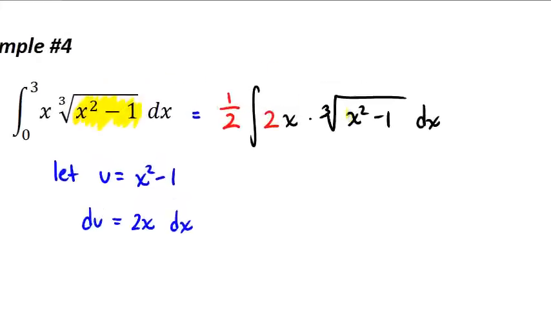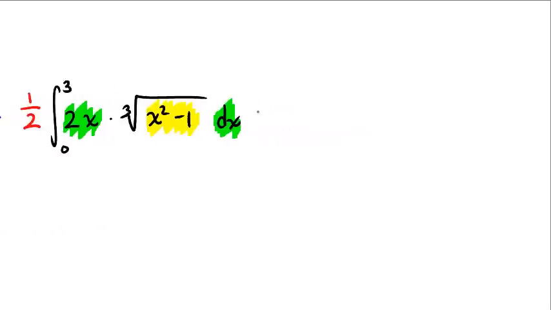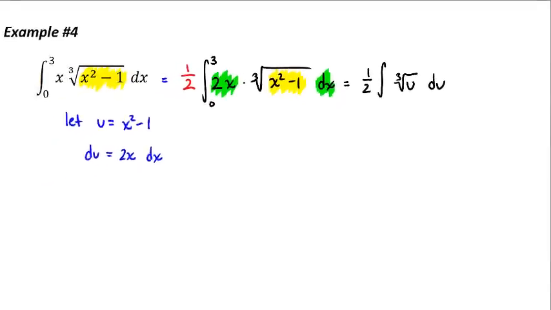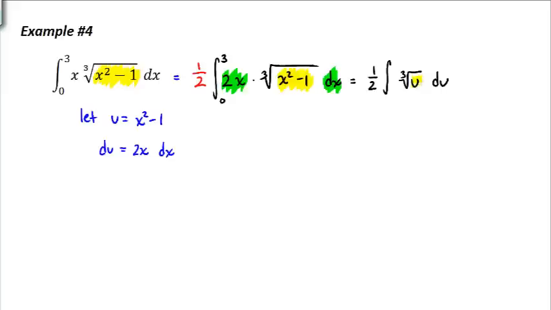And now we've got everything we need. There's my composed part, that's going to be my u. Here's my 2x as a factor dx, so I can rewrite that. And then when we go to rewrite this, here's where things get a little different with the definite integral. If we keep it as 1/2 the integral of the cube root of u du, notice what happened to our variables. Everything is in u, just like before.